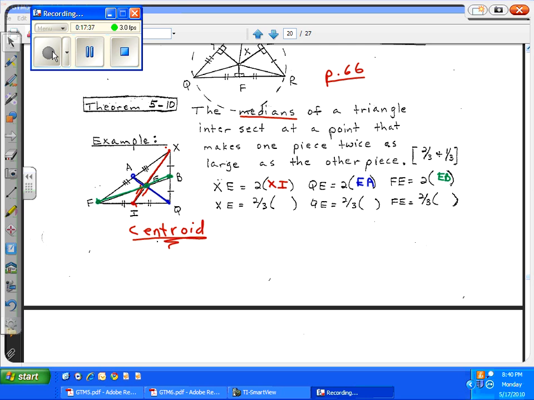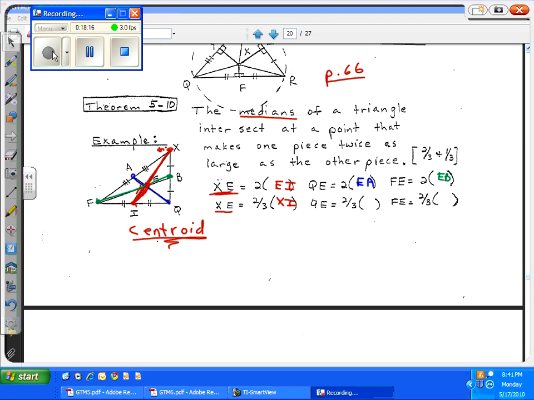As we continue to make conclusions here, we can say that XE, the big one, is twice the little one, or we could say that XE is 2/3 of the whole thing, XI. Which says I made a mistake here, and I apologize for that. The big piece, XE, is twice the little piece, EI. I wrote that down wrong. I had to correct my board in the middle of it, and I kind of got off.